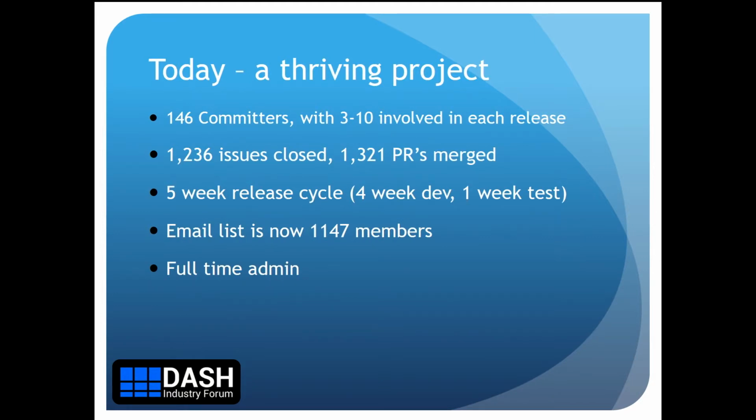So fast forward 6 years, it's a thriving project today. We have 146 different committers as of the last release. Typically 3 to 10 are involved in each release going out. Several thousand issues have been raised and closed to date. We've got several hundred still open. Several thousand PRs have been merged into the project. We're on a fixed 5-week cycle now, 4 weeks of dev, 1 week of test. We've got a good cohort of people in our email list for addressing problems. And we've got a full-time admin on the project to help coerce it, because open source projects at many times are herding cats. So we have a full-time cat herder.